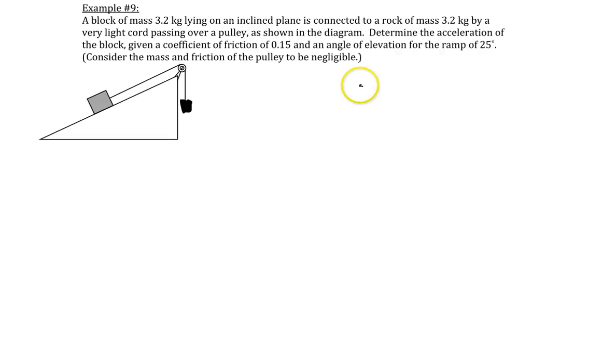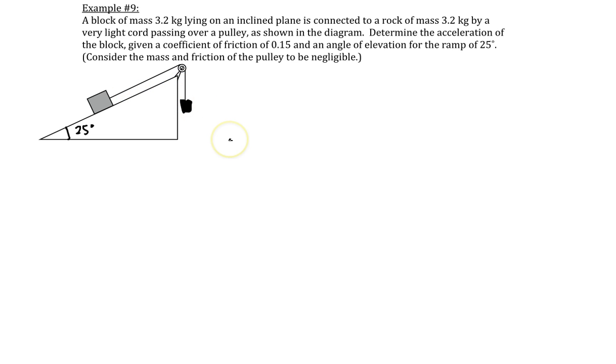Welcome to example number 9. We have an inclined plane system with two blocks, both having the same mass, and there's friction along this inclined plane. And the angle here is 25 degrees. We're asked to determine the acceleration of the block, and hence the other mass that's hanging, the same acceleration of the system.